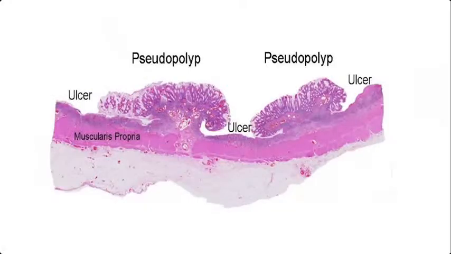So this is another photomicrograph to show a tissue section, to show how you have ulcers, areas of mucosal regeneration, forming pseudopolyps. So you have an ulcer, a pseudopolyp, an ulcer, so skip lesions, another pseudopolyp, and notice that the muscularis mucosa is really not affected, and the periserosal fat is also intact.